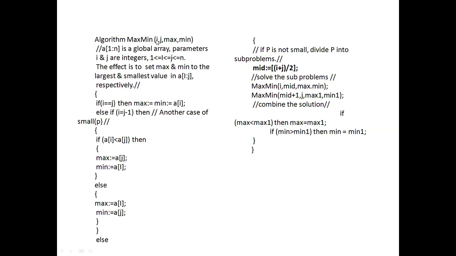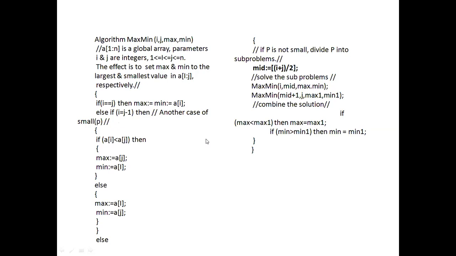Supposing the index values i and j are the same, it means you are given only one value, and that is stored in the single index. So when i is equal to j, you are given a single value, and the value available in A[i] is both the biggest value and the smallest value. That's why you say max is equal to A[i], and min is equal to A[i]. So here is the small case, and the problem is solved straight away.